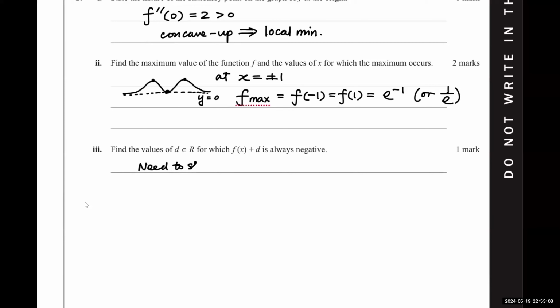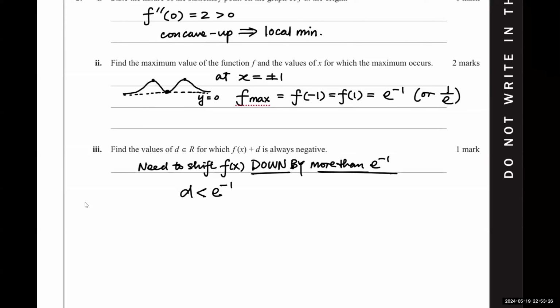Need to shift f of x down by more than e to the power minus 1. Shifts down by more than that. Therefore, d has to be lower than e to the power minus 1 with a negative, okay? Or let's say d is an element of negative infinity to negative e to the power minus 1. It has to be an open circle, okay? Or round bracket.